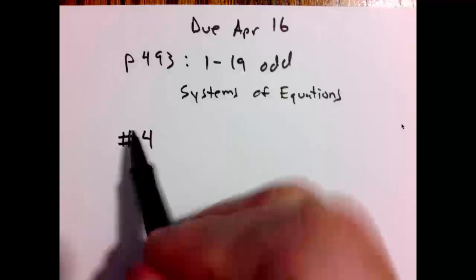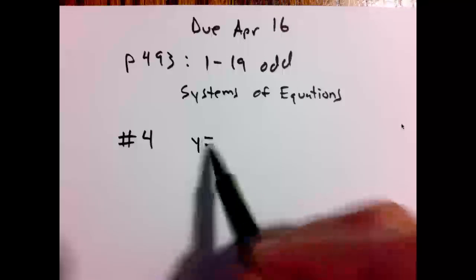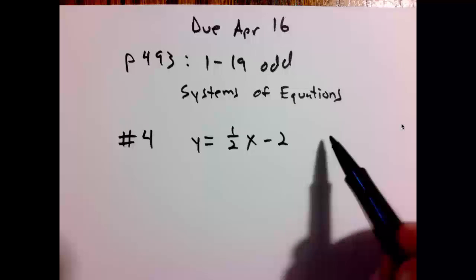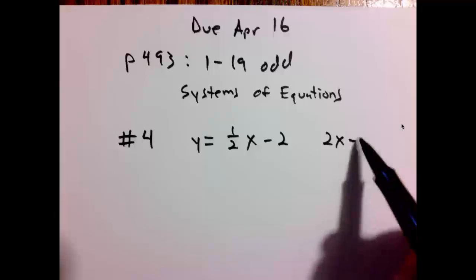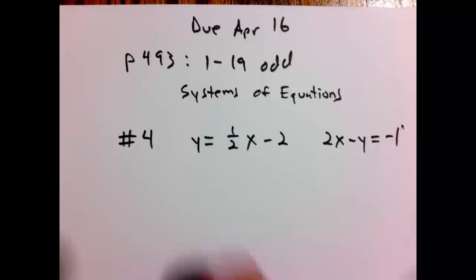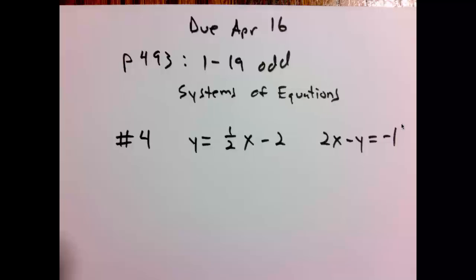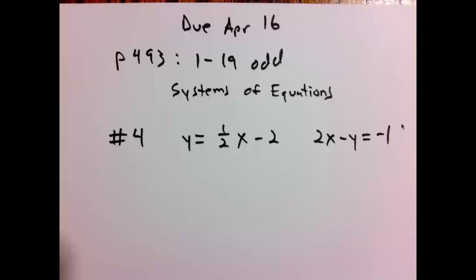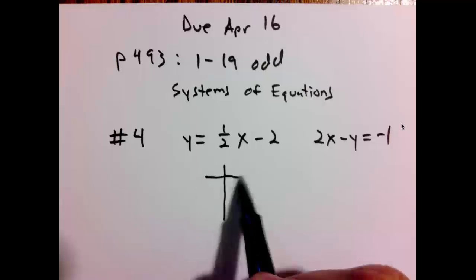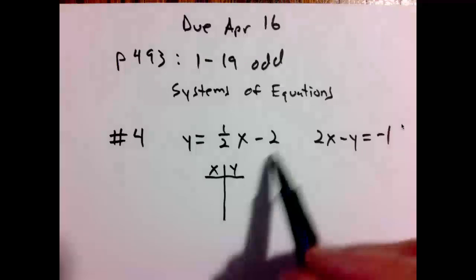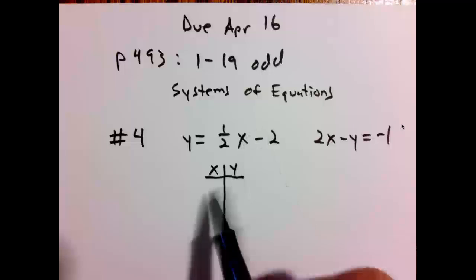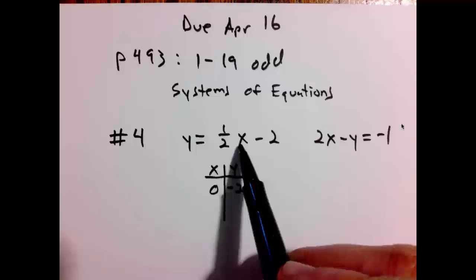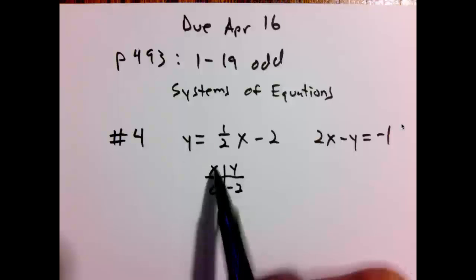Alright. It says we have y equals 1/2 x subtract 2 and 2x minus y is equal to -1. We need to graph these two equations. Well, this first one is in slope-intercept form. We can easily collect a couple points, x and y. We see this value is -2. That is the y-intercept, 0, -2. If you substitute 0 in place of x, 1/2 times 0 is 0. 0 minus 2 is -2. When x is 0, y is -2.